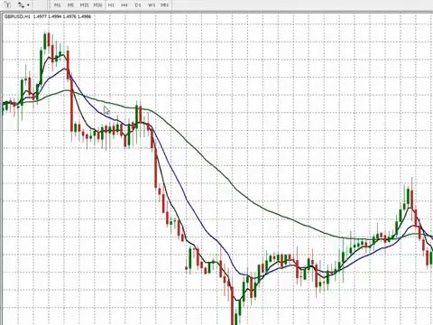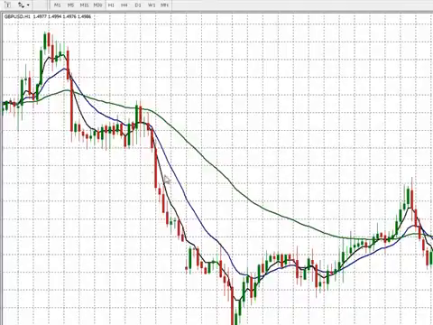Now we need to wait for our entry point. We want to make sure that we enter at the right time. So we wait for the price to retrace and touch the EMA 60 here, which it did. And that was our entry point. At that point, we set our stop loss 40 pips behind and our first take profit 40 pips ahead. And we stay in the trade.